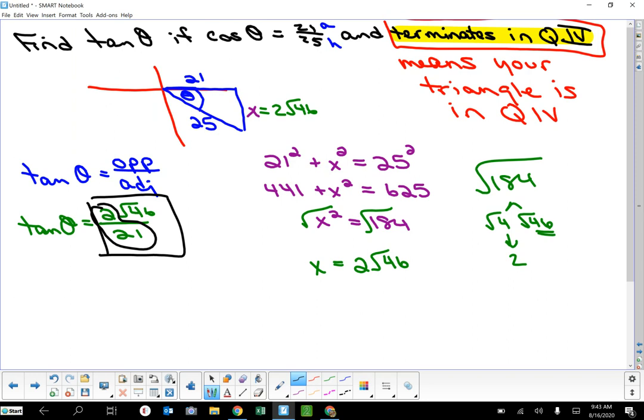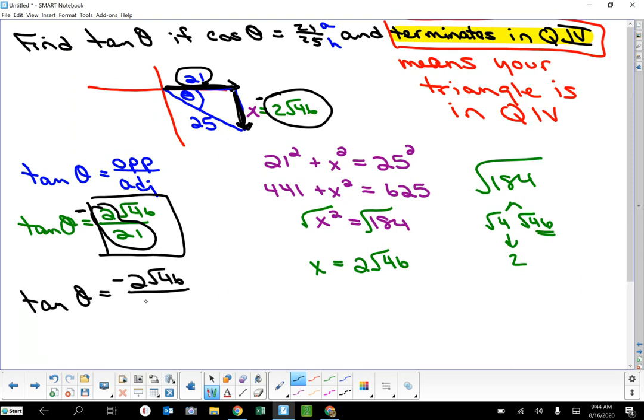Oh, one more thing. I actually made a sign error and would miss this if I put this into varsity. Remember that this is going to be a positive direction. So this 21 is positive here. But this is a negative direction because you're going down, right? So this is actually going to be a negative value, and you're putting a negative over a positive. So this is actually going to be negative 2 rad 46 over 21. So this should be a negative value when you put your answer into varsity.